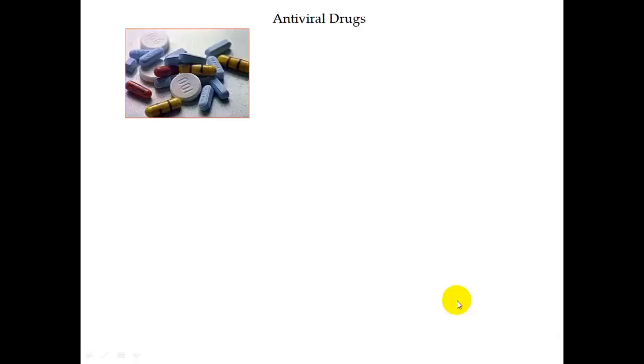So now we'll take a look at medications that are used to treat viral infections. If you compare all of the antiviral drugs that are available to all of the antibacterial drugs that are out there and available, it turns out that there are a lot more antibacterial drugs. It's relatively hard to make antiviral drugs that are selectively toxic.